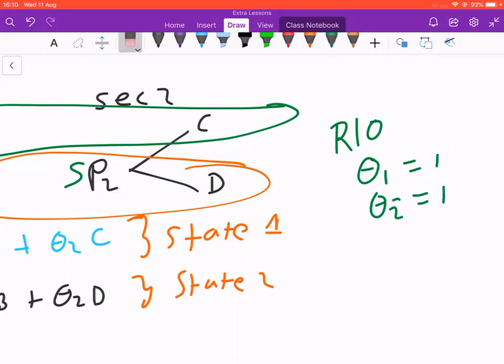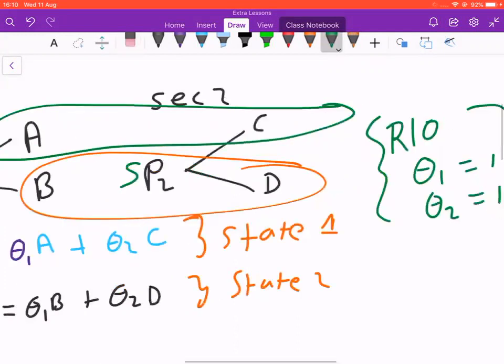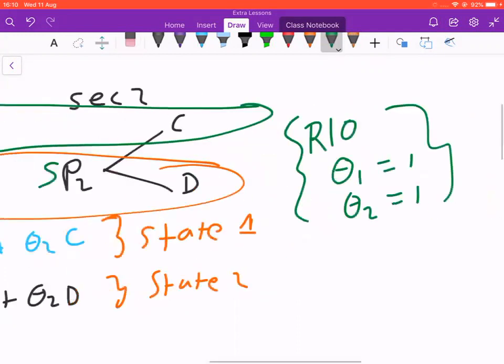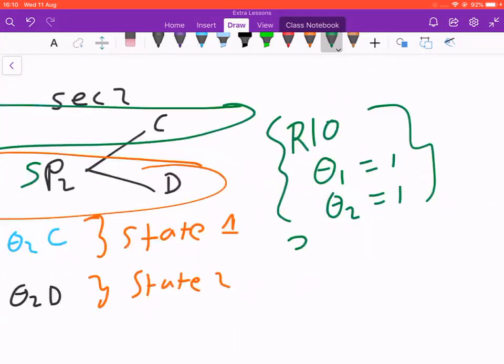So you have bought one. You can see that this amount is actually going to amount to 1, right? So it simply means that the payoff, again under state one, is going to be equal to A plus C.